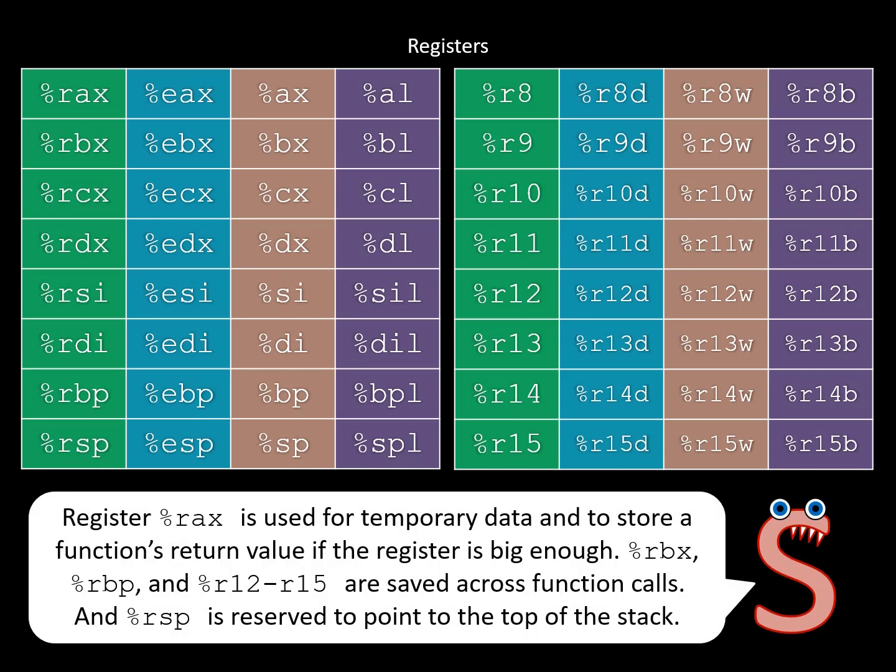Register %RAX is used for temporary data and to store a function's return value if the register is big enough. %RBX, %RBP, and %R12 through %R15 are saved across function calls, and %RSP is reserved to point to the top of the stack.